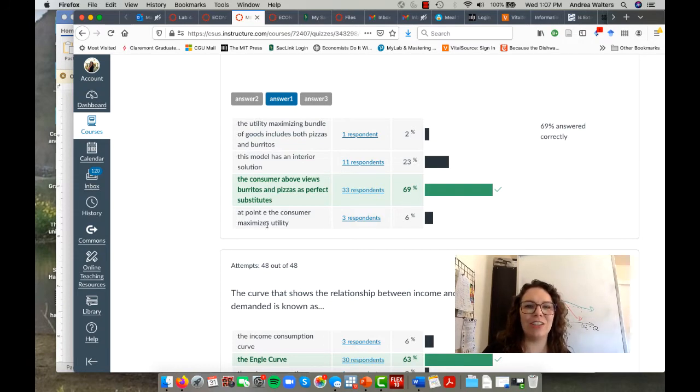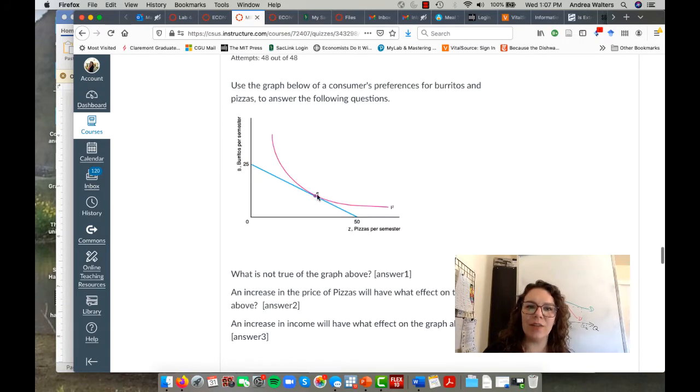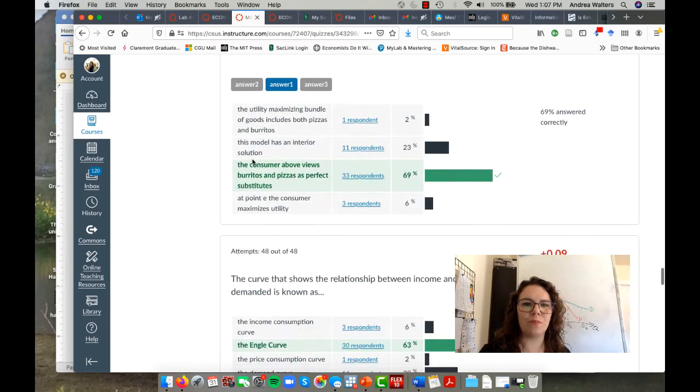At point E, the consumer is maximizing utility. That's accurate, right? It is clearly an indifference curve that is tangent to that budget constraint. We're assuming it's the highest possible indifference curve. I can't imagine mathematically a higher indifference curve that would still be tangent to that budget constraint, knowing that these indifference curves are going to hold their shape and not cross, right? So that is number one.